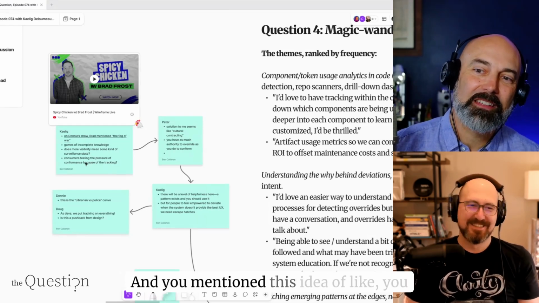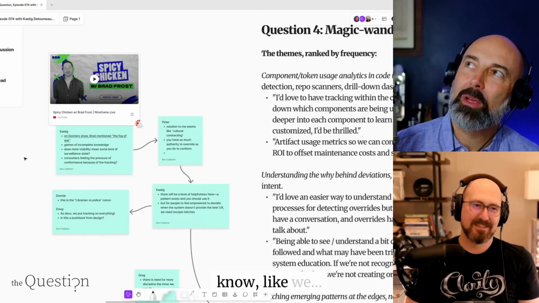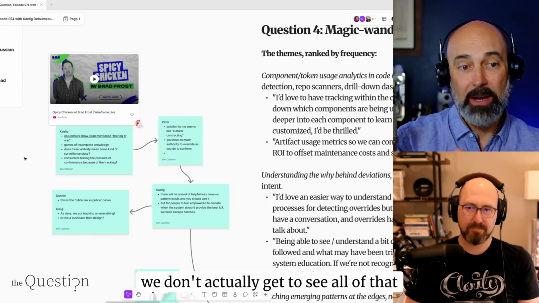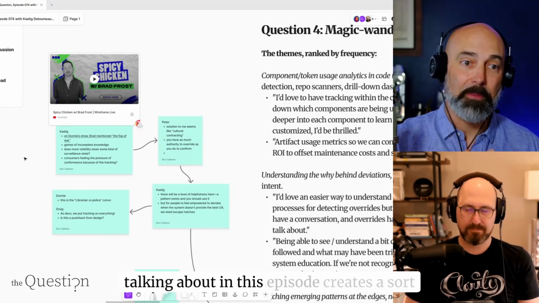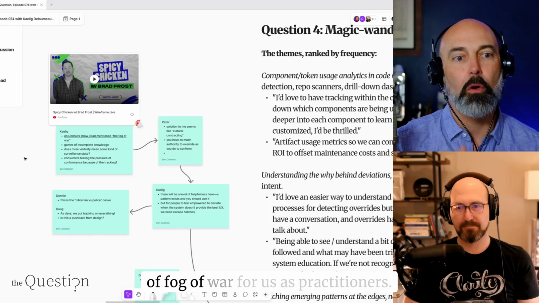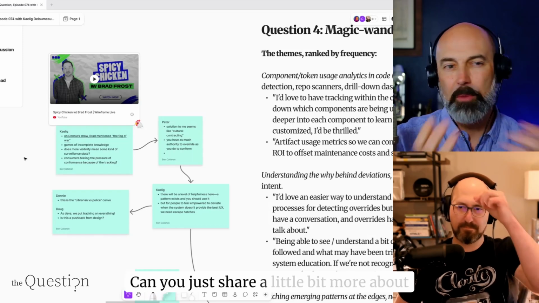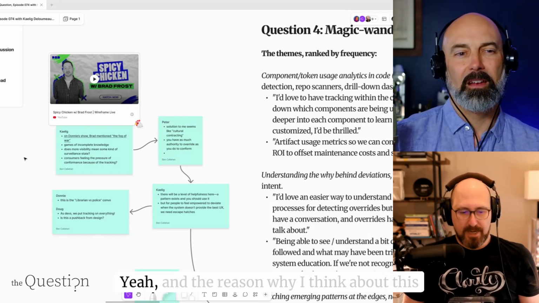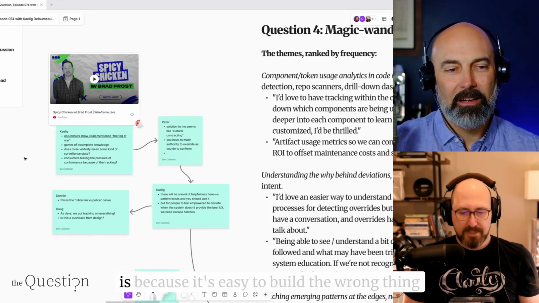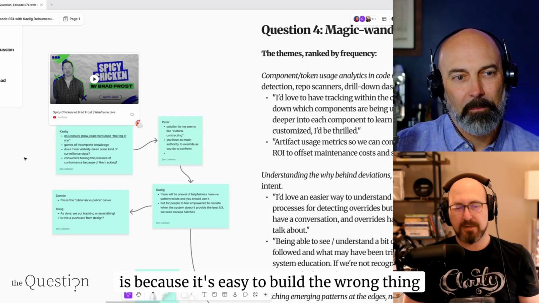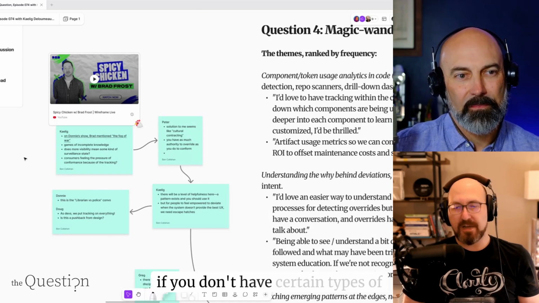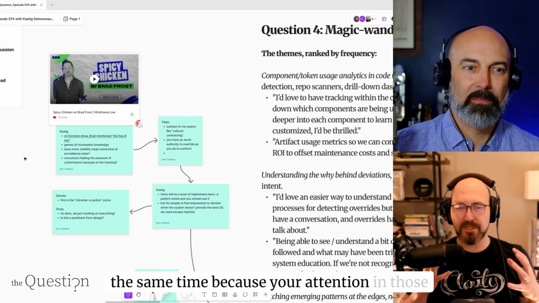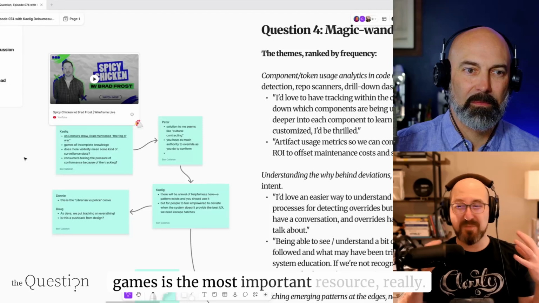And you mentioned this idea of comparing systems to the idea that we don't actually get to see all of that, right? The lack of visibility that we're talking about in this episode creates a sort of fog of war for us as practitioners. Can you share a little more about that and how it sits with you in your workflows? Yeah. The reason I think about this is because it's easy to build the wrong thing if you don't have certain types of information, but you can't know everything at the same time, because your attention in those games is the most important resource, really.